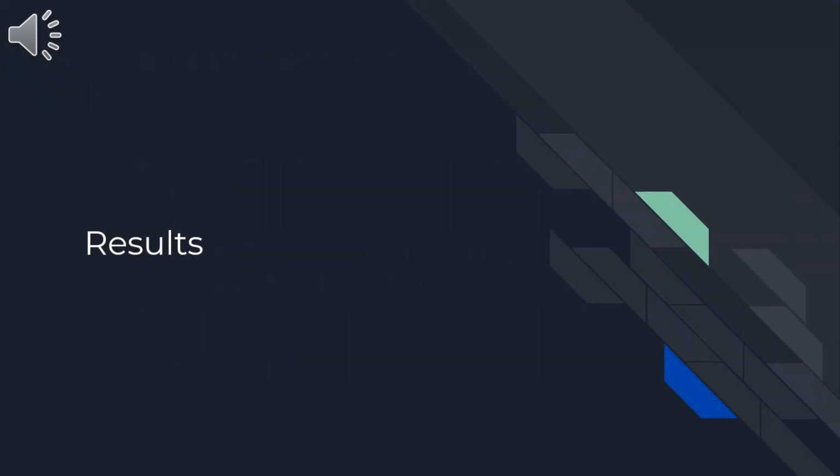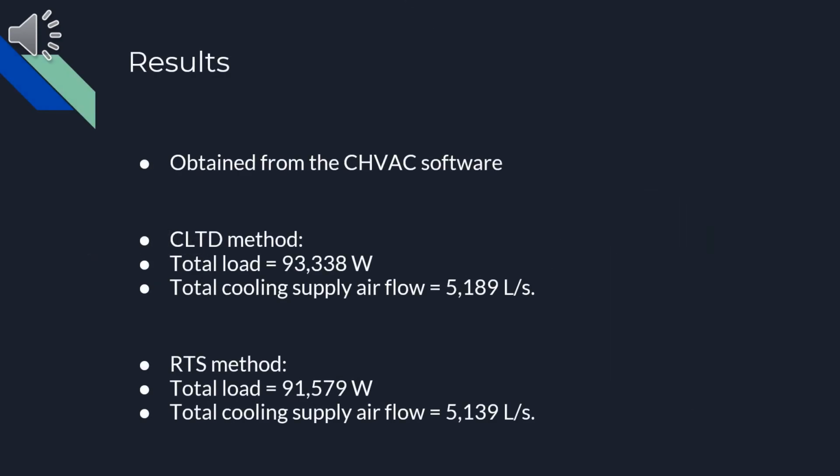Results. The ventilation rates and the total loads of the entire 17th floor of the BIR building were obtained from the CHVAC software. The total load and the total coolant supply airflow results based on the CLTD and the RTS methods are listed here. Results from the CLTD method were used for the rest of the study due to it producing higher values.